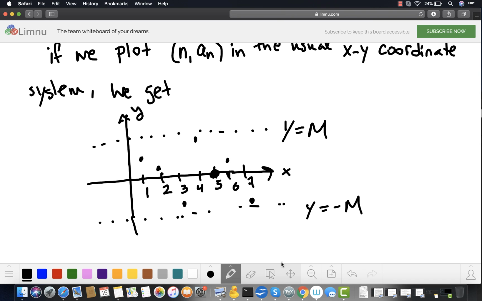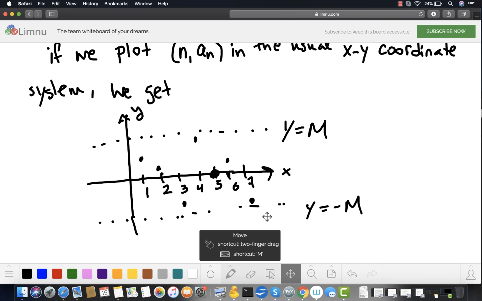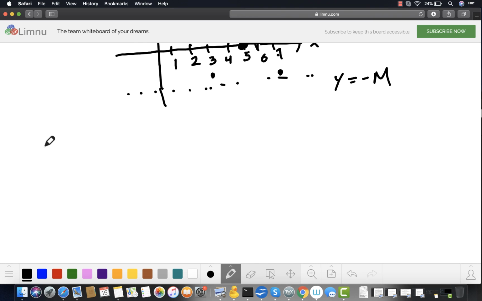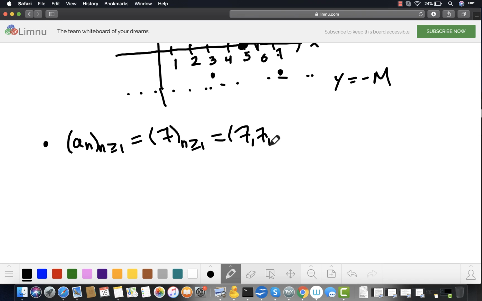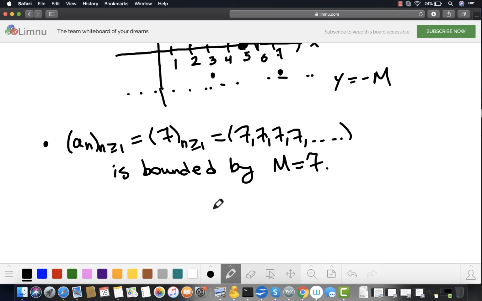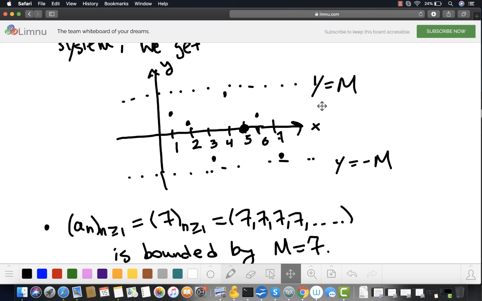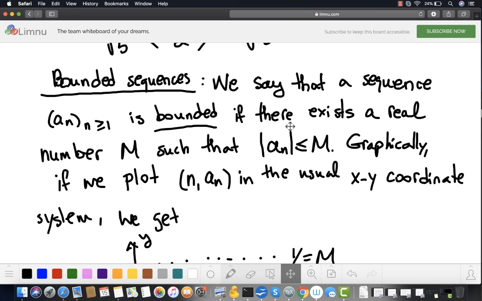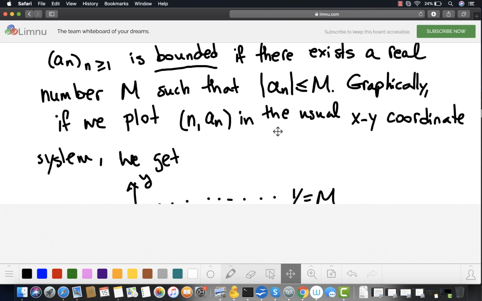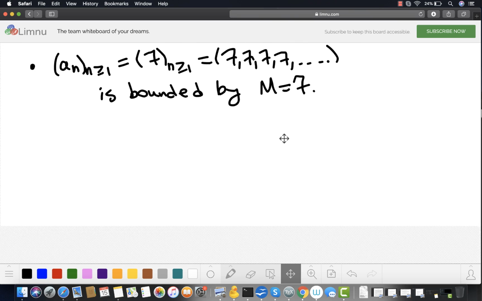So, for example, a constant sequence would be an example of a bounded sequence. So, a sub n defined by just 7. So this is 7, 7, 7, 7, and so on. This is a bounded sequence, because we can pick M to be 7 in this case. Remember, bounded just means that the absolute value of a sub n is less than or equal to M for every n.